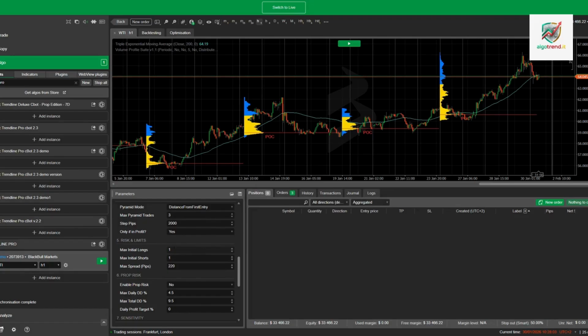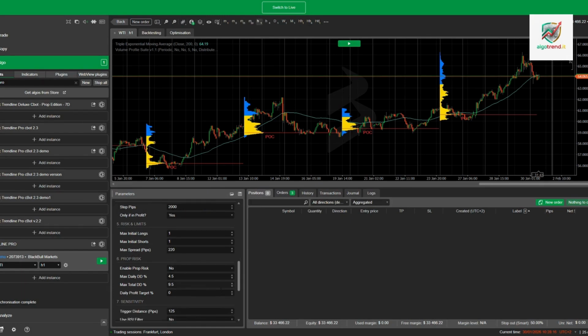Prop firm risk protection, designed for funded account rules. Max daily drawdown percent, max total drawdown percent, daily profit target percent. When limits are reached, the bot automatically stops trading.